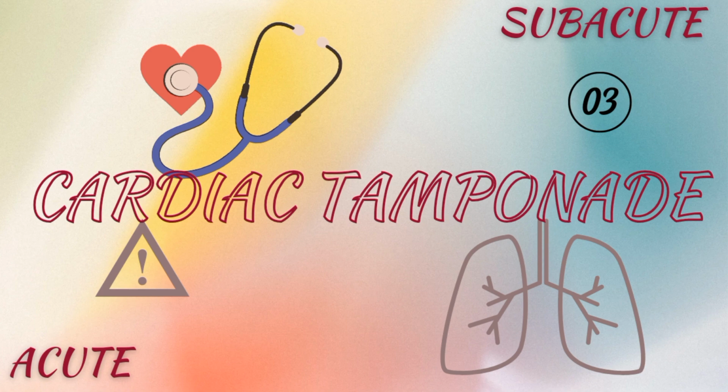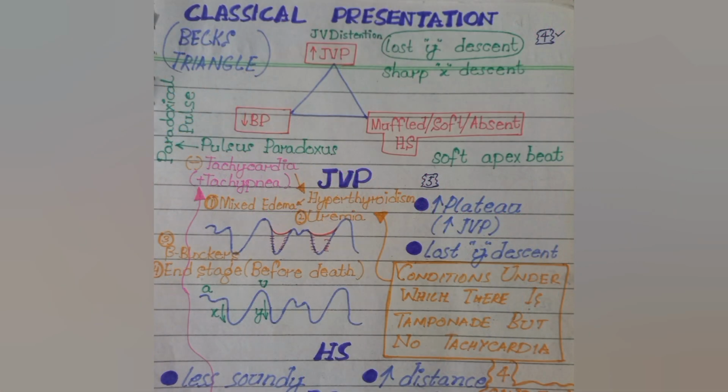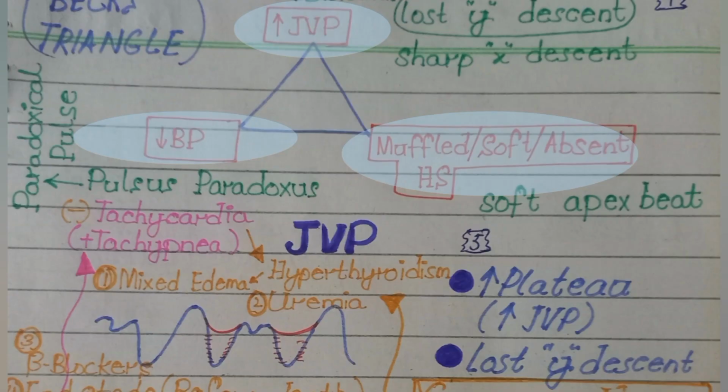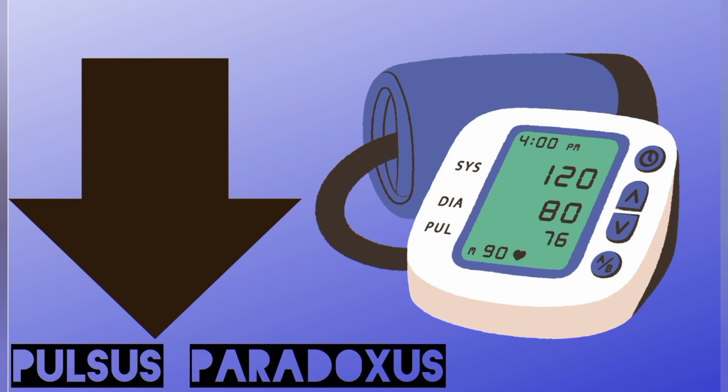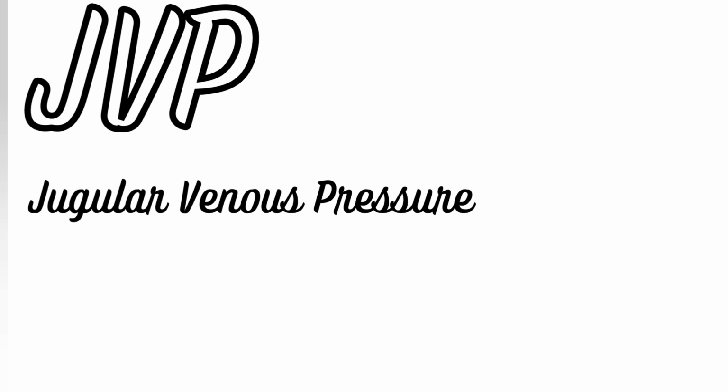In this short lecture of cardiac tamponade, Beck's triangle or Beck's triad will be discussed, which consists of three components which determine the condition of the cardiac tamponade patient. The first component is the low blood pressure, which is due to a specific phenomenon called pulsus paradoxus, which will be discussed later. The second component is the JVP.